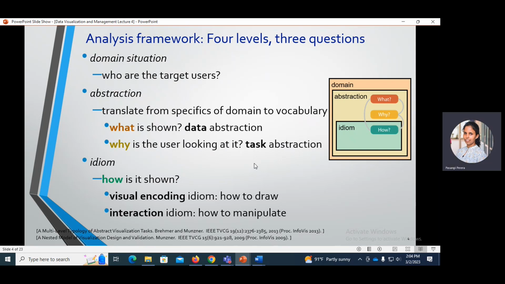That's where we get the next level, the abstraction level. What we want to do is think about visualization issues in a way that's agnostic to the domain. So we want a generic vocabulary of visualization. At the abstraction level, there are two main things we think about: what is being shown, which is the data abstraction, and why the target user is looking at it, which is the task abstraction.